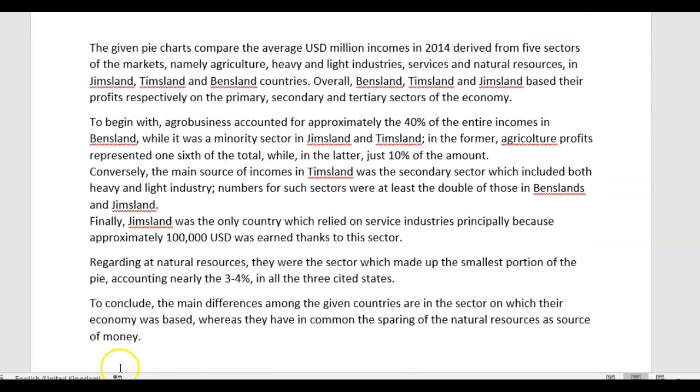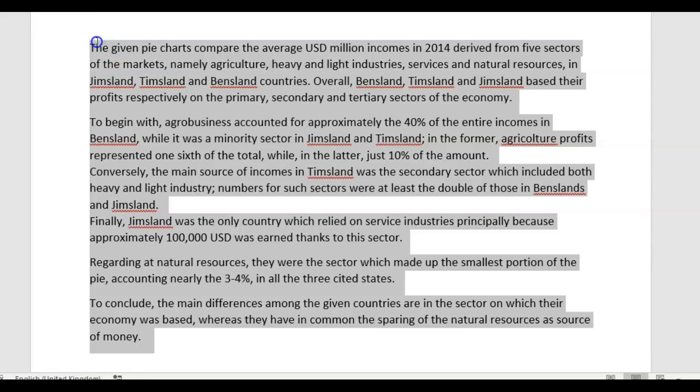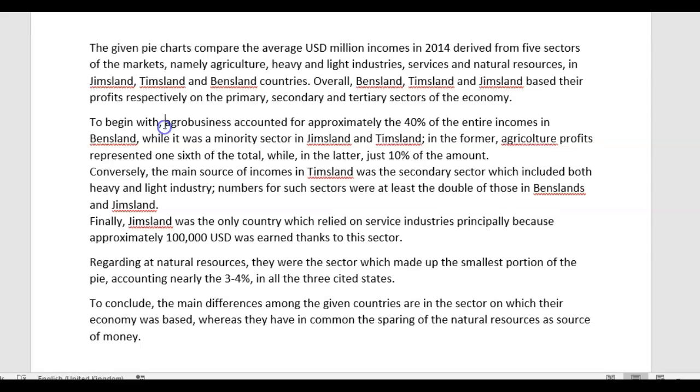Let's see. First of all, let me have a look at how long the answer in task one is. 216 words. Okay, just try not to go over 200 words for task one. Just remember that because you might be penalized for writing too much.